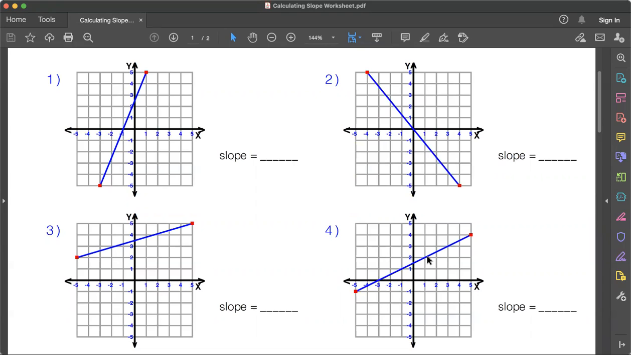So do number four using the points given or using the slope method. Use the same slope method that we just did, the one where you go up and across. And tell me the answer for number four in its lowest terms.